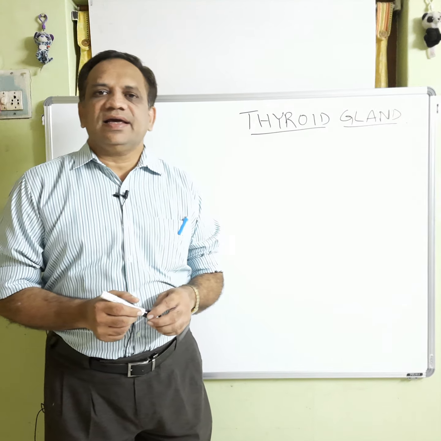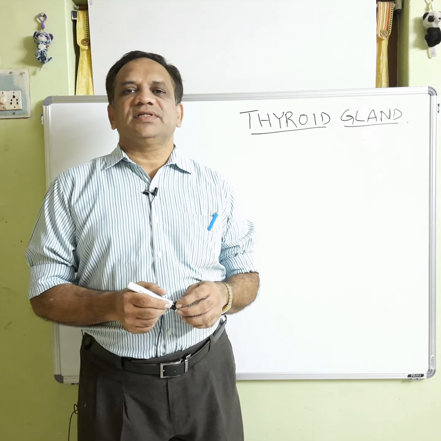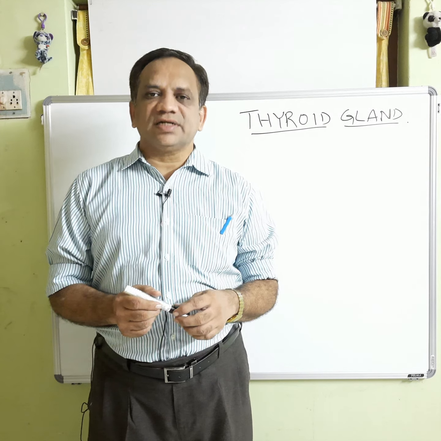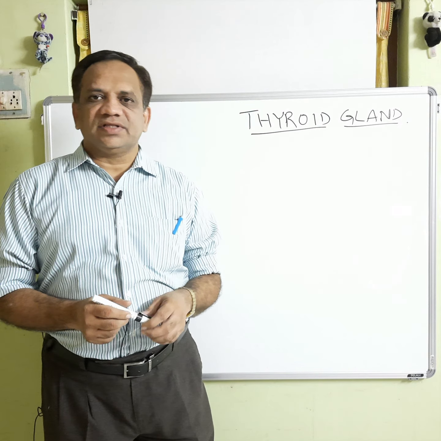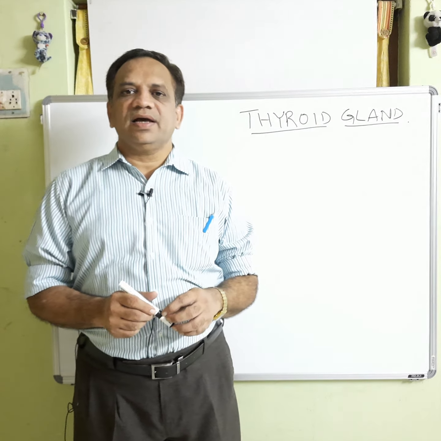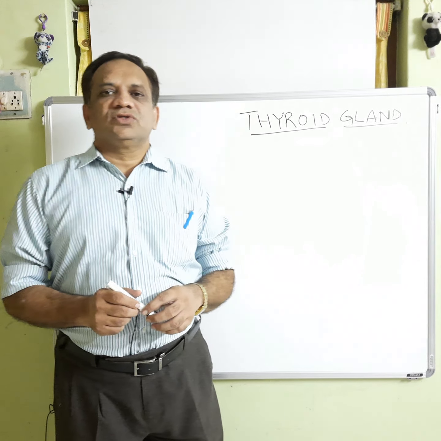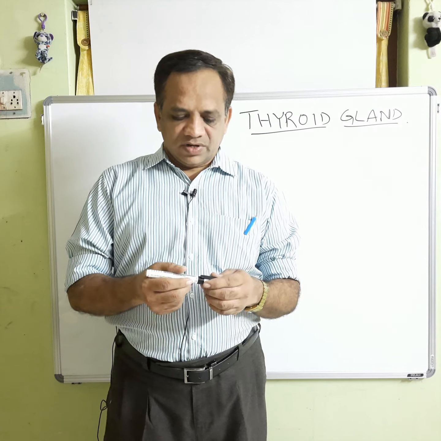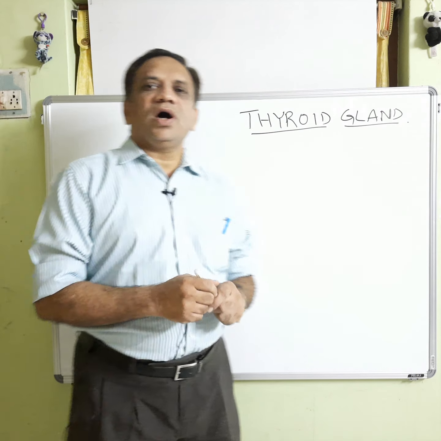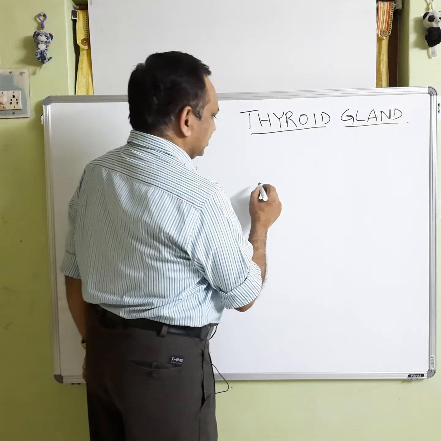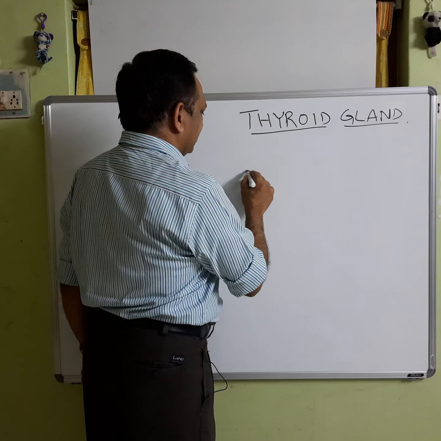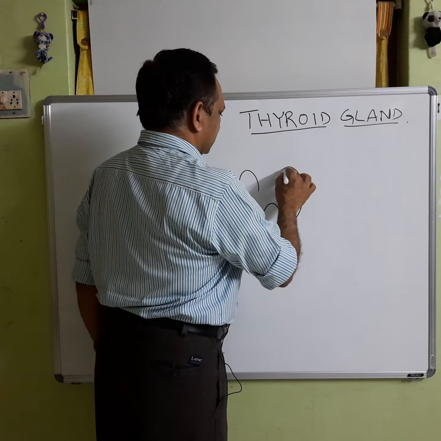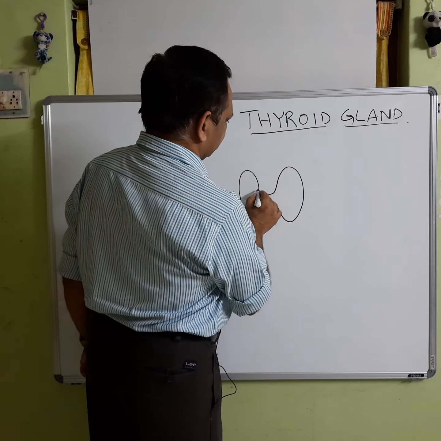Today, as a continuation of the thyroid gland, we will discuss the microstructure and the development of the thyroid and the developmental anomalies. To start with, we will start with the blood supply once again as a continuation. You all know thyroid gland is a butterfly shaped gland with two lateral lobes and an isthmus.